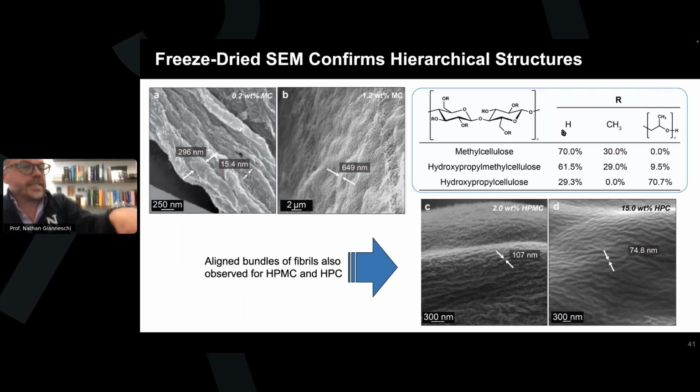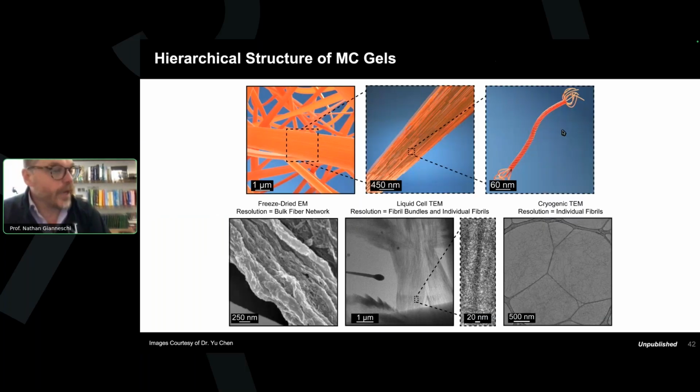Just to give you an idea of that, this is now the SEI, let's call it the freeze-dried SEM data on the bottom right for the HPMC and HPC samples, showing again these aligned, woven fabric kind of structures that we saw for methylcellulose as well. So in summary, my postdoc at the time, who has now moved on to Texas A&M, Yu Chen, made this nice diagram on top, suggesting, well, look, all of this connects together, right? We need cryo-TEM to correctly interrogate these structures at these length scales, although the hierarchical structure isn't observed by that method because of the way the sample is made.